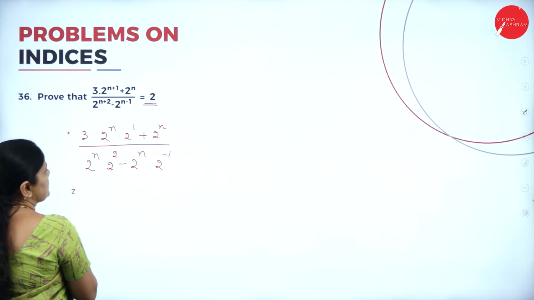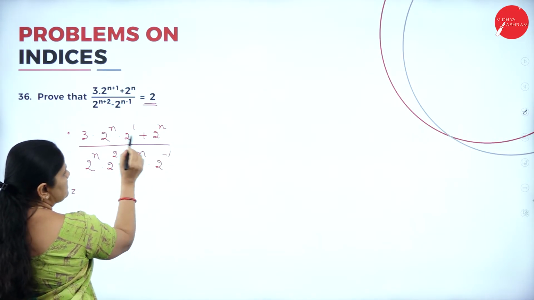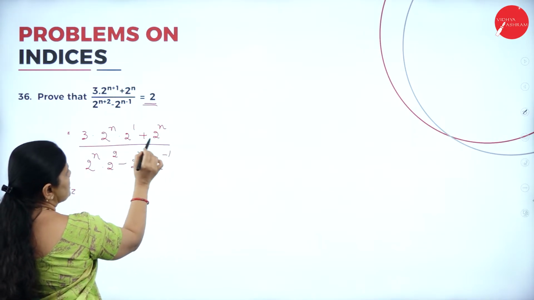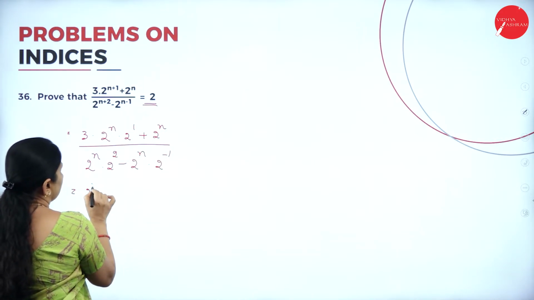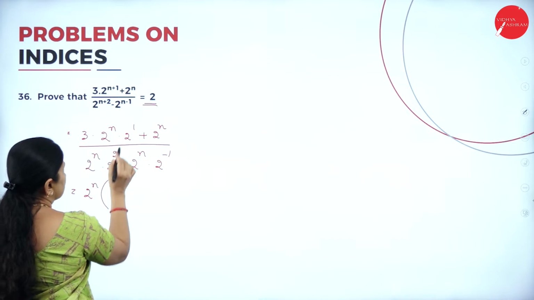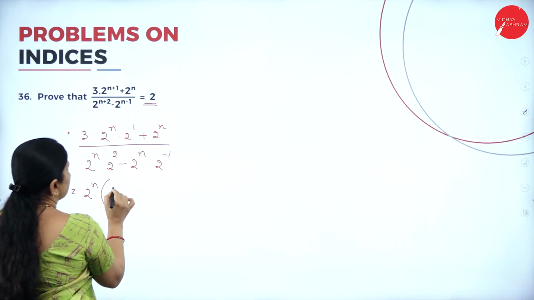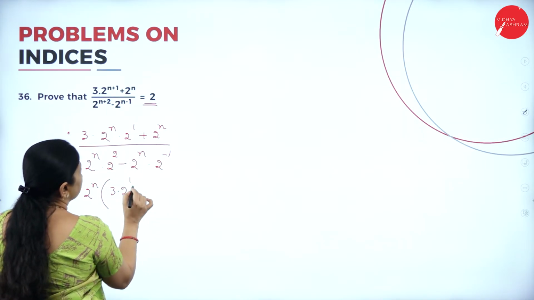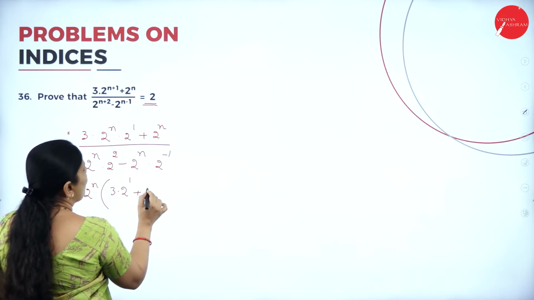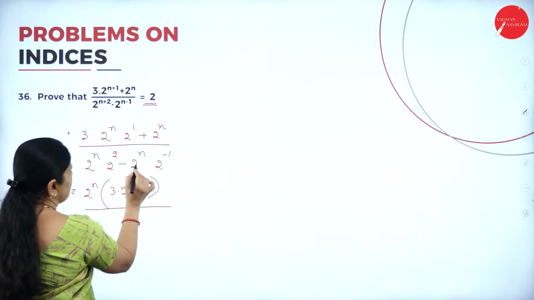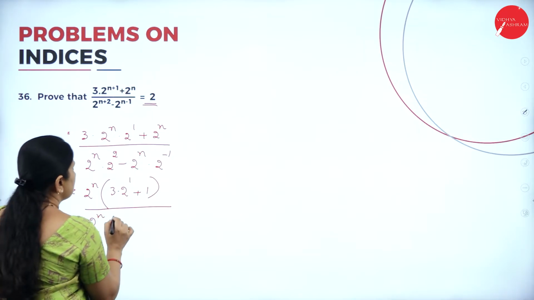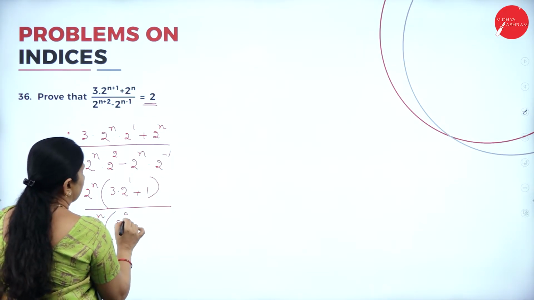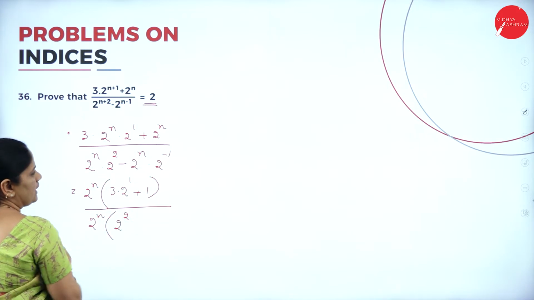Now, in the next step, what I will do is, I am seeing this common. 2 to the power n is common for both these numbers. So I will write 2 to the power n outside the bracket. So within the bracket, I will write 3 into 2 to the power 1 plus 1 whole over. So again 2 to the power n is common in both these expressions. So I will write here bracket, outside the bracket 2 to the power n I am writing.